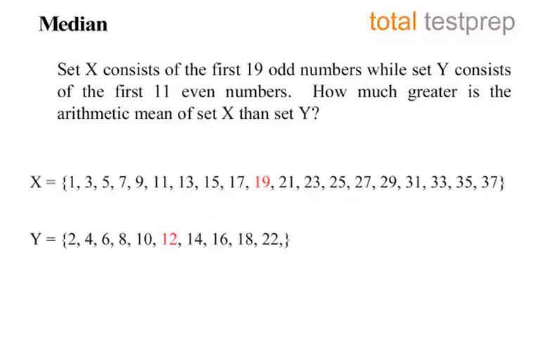Now, because these are consecutive numbers, consecutive, if you remember, means going up by the same amount from one term to the next. So in both set x and set y, we're going up by 2, so they're sets of consecutive numbers. Because they're sets of consecutive numbers, the median is equal to the mean. Because we're asked how much greater the arithmetic mean of set x is than set y, we'll just find the difference. That's going to be 19 minus 12, or 7. So the mean of set x is 7 greater than the mean of set y.